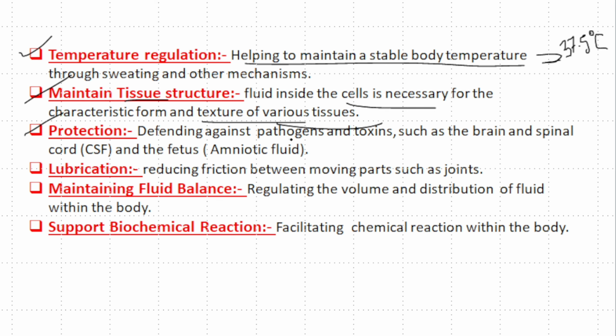Then protection, defending against pathogens and toxins, such as in the brain and spinal cord by CSF. So in the brain and spinal cord there is CSF, or cerebrospinal fluid, present inside. Then in the fetus, there is amniotic fluid that helps to protect the fetus. Then lubrication, reducing the friction between moving parts such as the joints. So it also helps to reduce the friction between the bones in the joints.